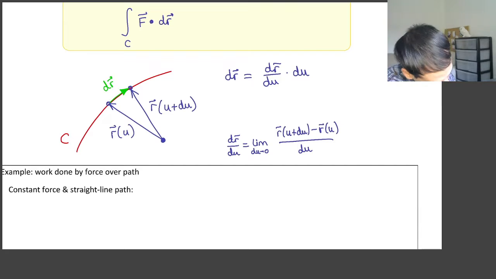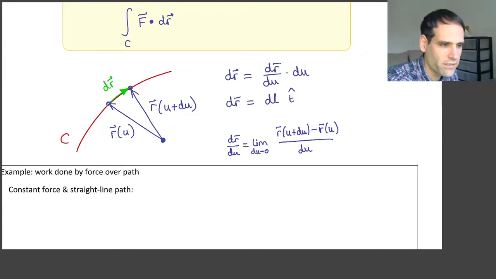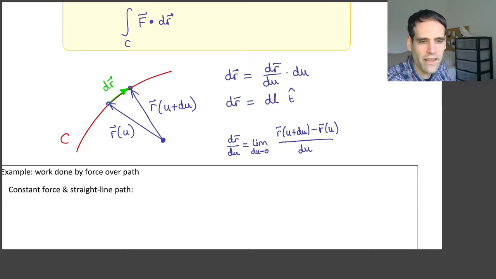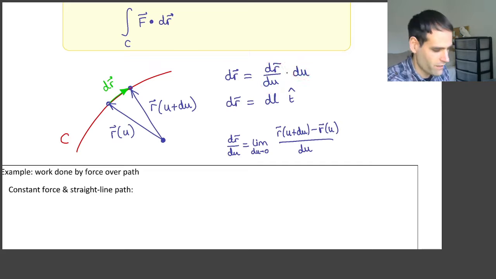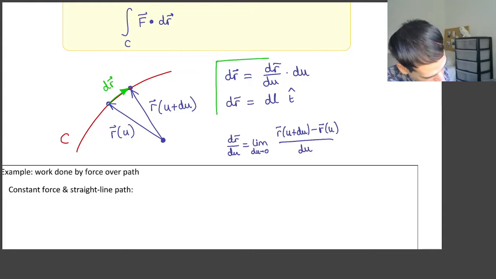Alternatively, you can see dr as dl that we were finding earlier, but in the direction tangent to the curve. So let's call that direction t hat. This is a unit vector pointing in the direction tangent to the curve. So dr has the same length as dl, because remember that dl was defined as the norm of this vector times du. So clearly the norm of dr will be equal to dl, but the direction is tangent to the curve. So these are two equivalent definitions of the differential dr vector.